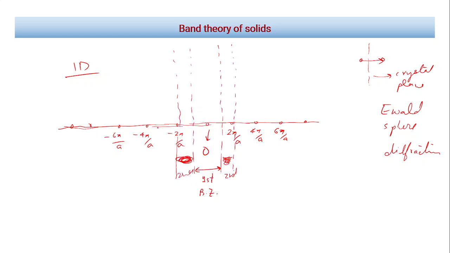Similarly, my third nearest neighbor is 6 pi by a, half of it is 3 pi by a, so it will be here somewhere. On this side also at minus 3 pi by a. This will be my third Brillouin zone. So similarly we'll get a lot of these, and they all represent the real crystal planes.